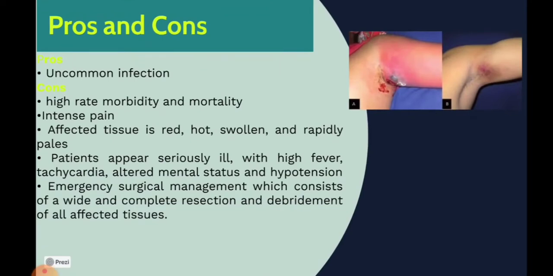Pros and cons. Pros: uncommon infection. Cons: high rate of morbidity and mortality. Intense pain, the affected tissue is wrecked, hot, swollen, and rapidly peeled. Patients appear seriously ill with high fever, tachycardia, altered mental status, and impotence. Emergency surgical management consists of a wide and complete resection and debridement of all affected tissues.